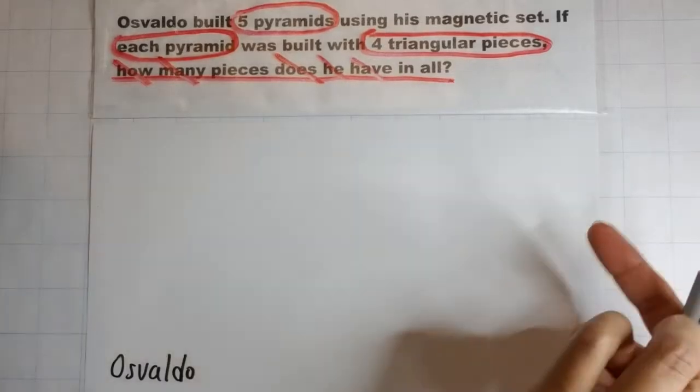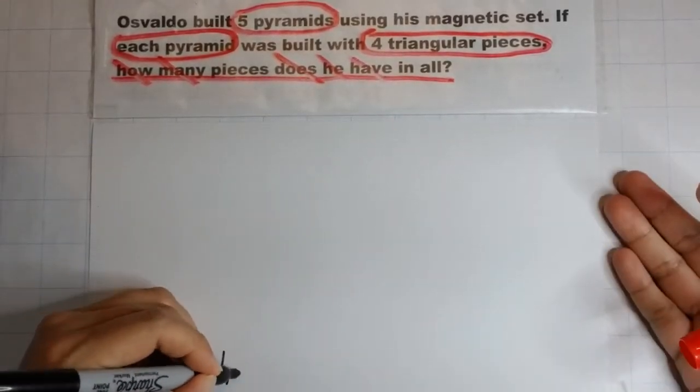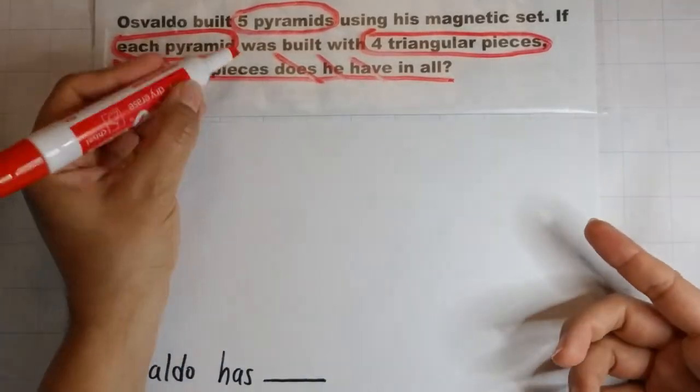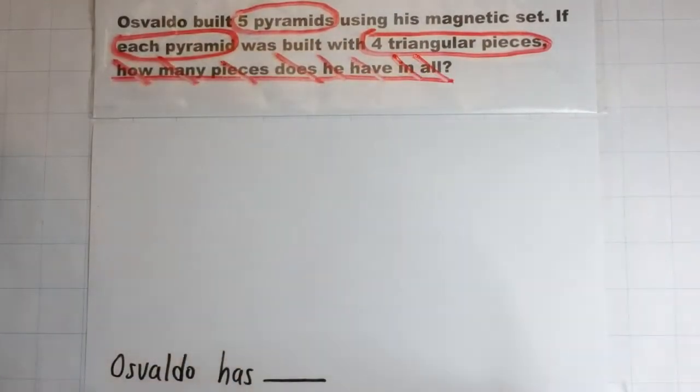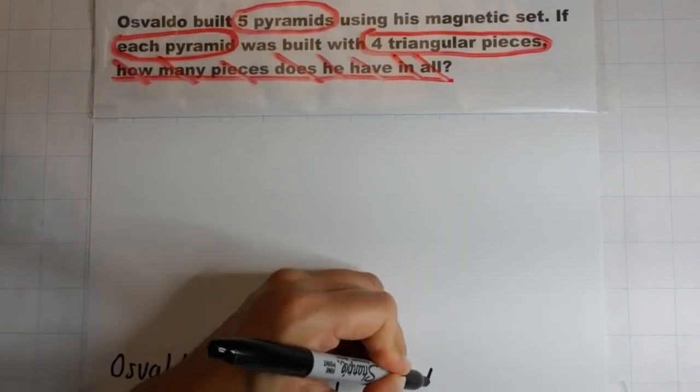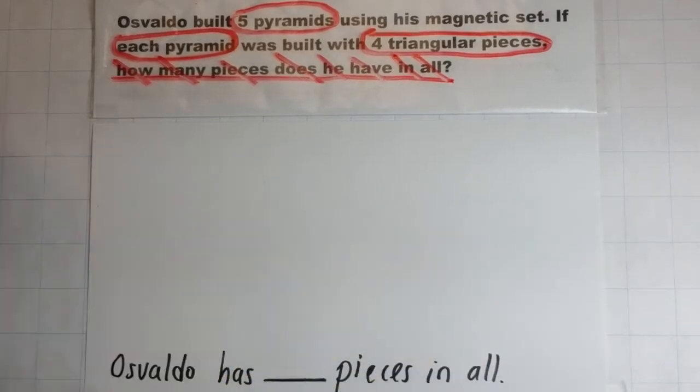So has blank, and then I'm going to use pieces in all. Pieces in all. I have my answer statement and I'm going to be working on the problem.